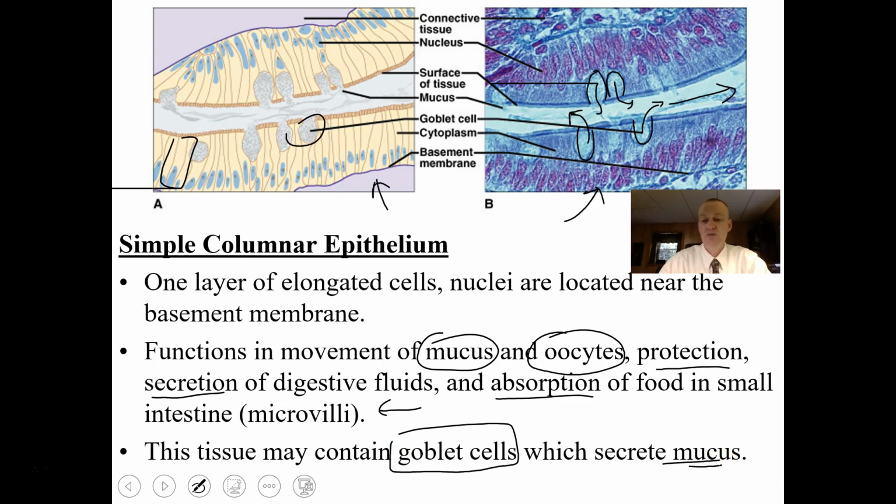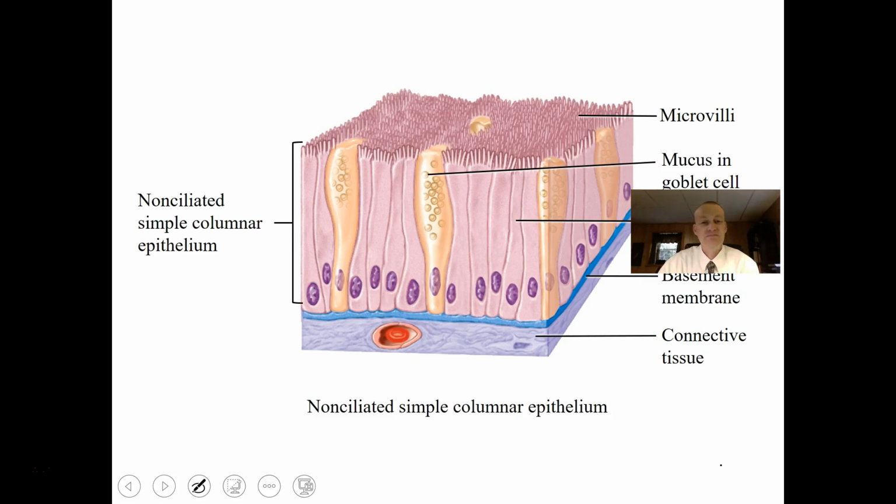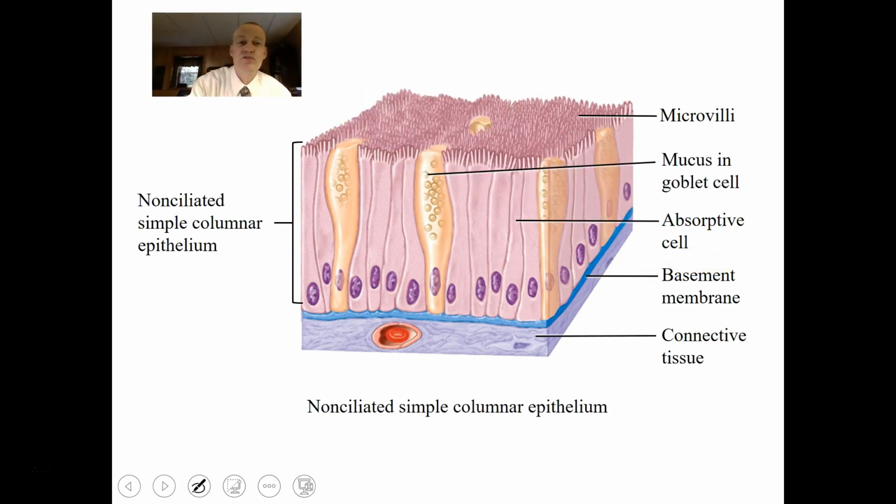It's a slippery mucopolysaccharide. It's a protein with carbohydrates. It's really slippery and slimy, and is really good for lubricating tubes that are in your body. So this looks like tissue we'd find in the small intestine. This is a non-ciliated simple columnar epithelium.